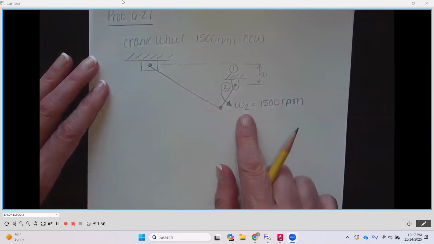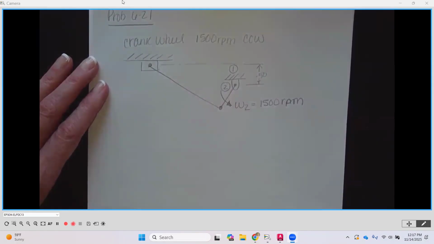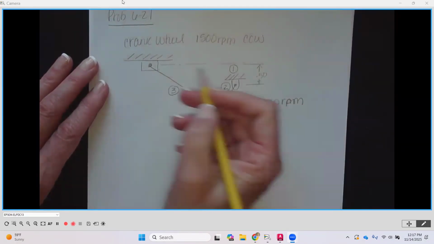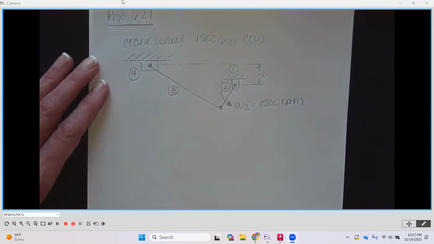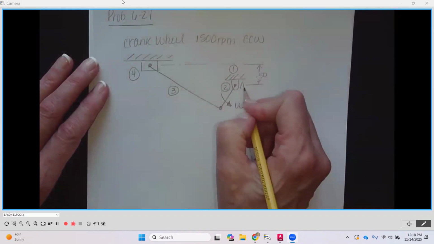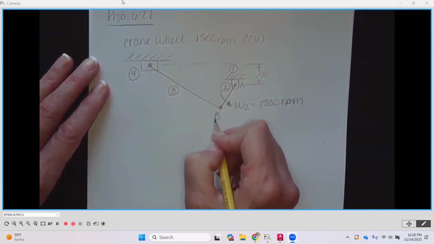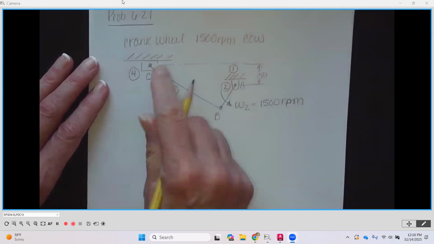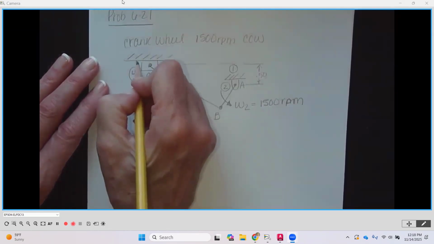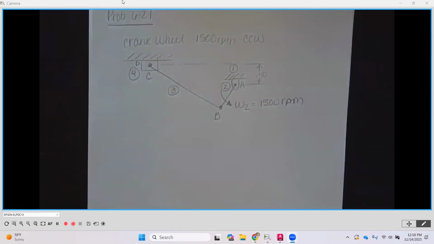So that's when we can label that, once we give it a link designation, which is link number 2 since it's the crank. Link number 3 is going to be the connector, and link number 4 is going to be our slider or our blade. We'll be drawing this to scale in AutoCAD, but I just want to sketch it out here so we know what we're going to be up against. Then our lettering is going to be A, B at the end of the crank, C is going to be the center of our slider, and D is going to be the joint between the slider and the frame, so that's what keeps it going horizontal.